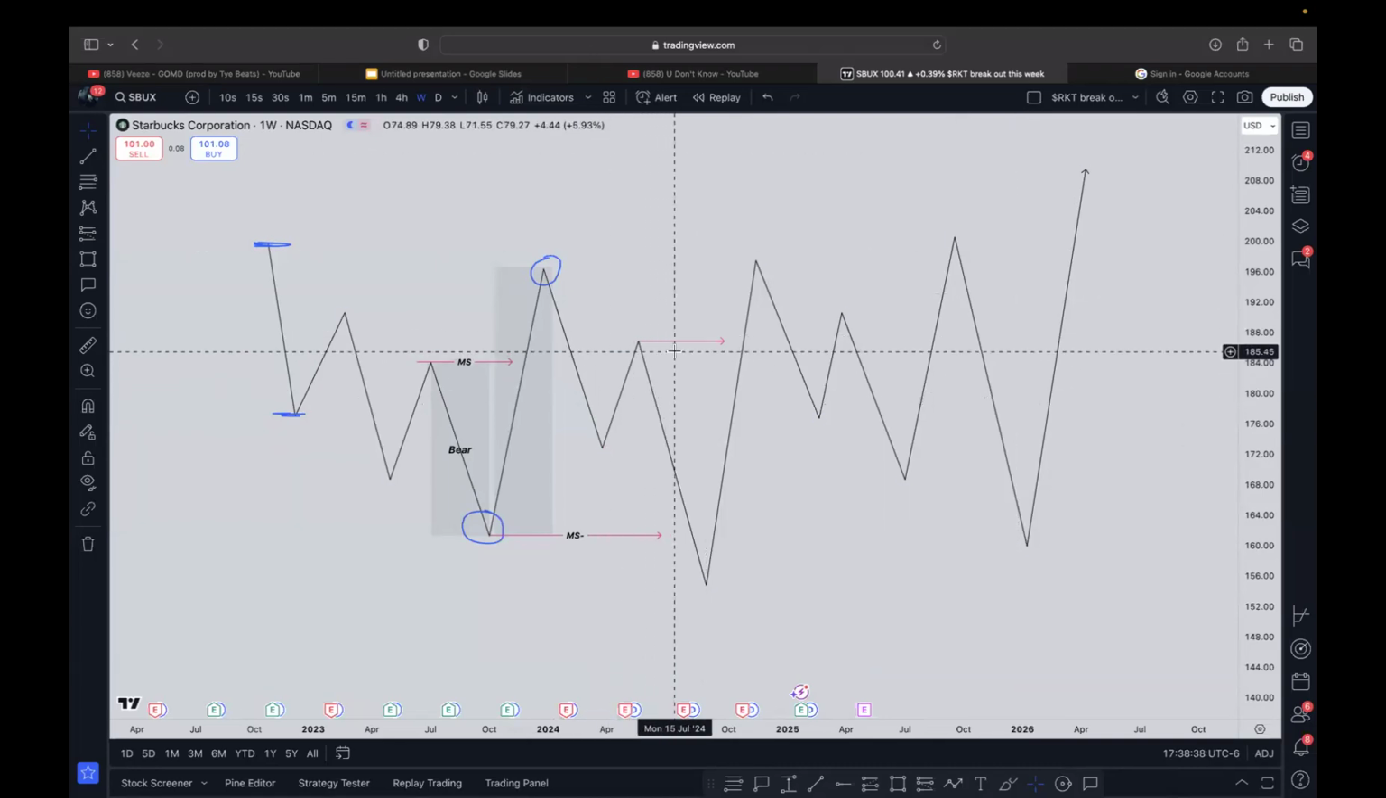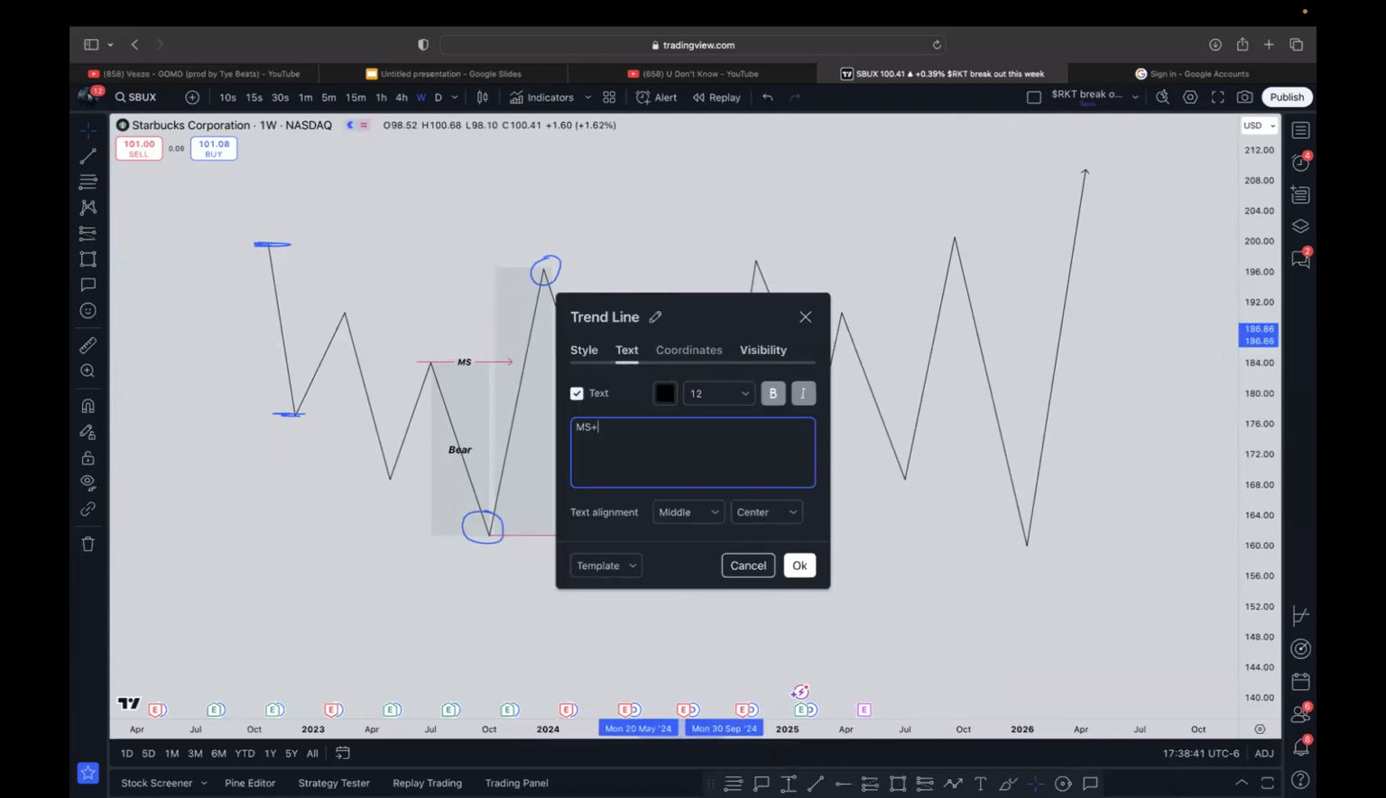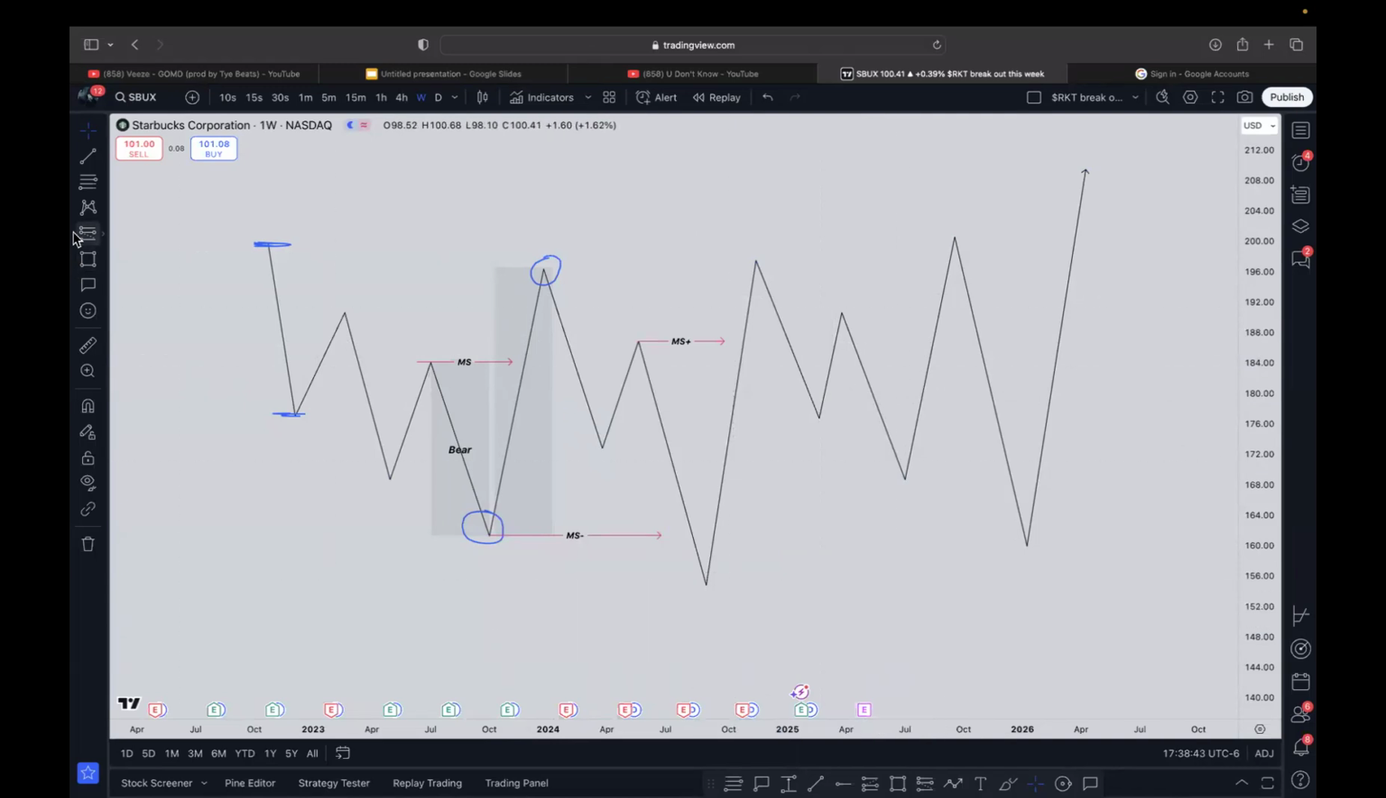Yep, market structure shift to the upside. Just like that. And then what does this high to this low move this over? What is this range here?